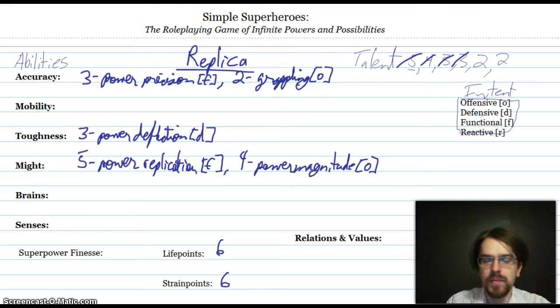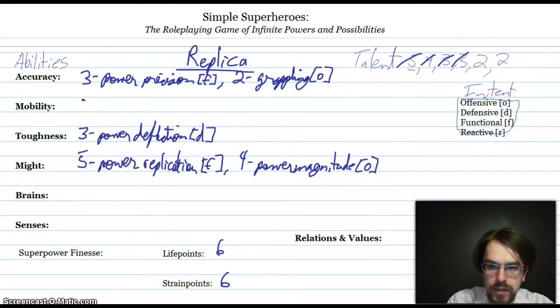Now grappling can also be used to not copy powers, to just throw people around or hit weak points or twist their arm behind their back. It's not for her about being strong and causing damage. It's about moving quickly and hitting exactly the right part and things like that.